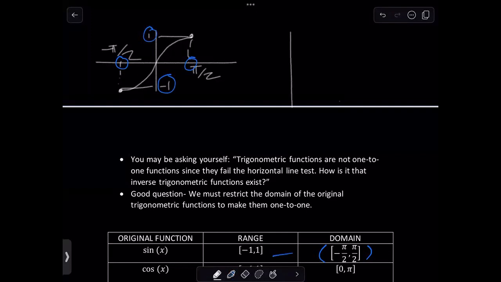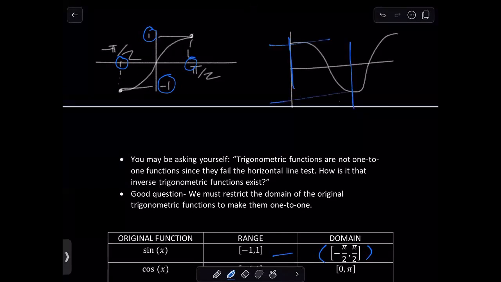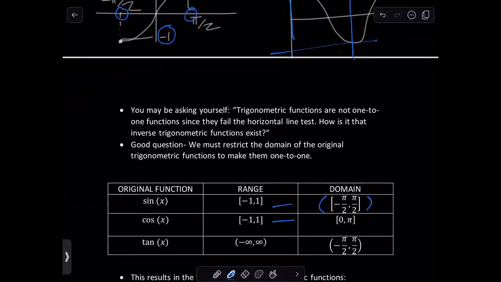Let's look at the cosine function. The cosine function looks like this. We are restricting it from 0, so here's x equal to 0, to x equal to pi. And we can clearly see that its range is from here to here. That has to be -1 to 1. So that's why I have this one.